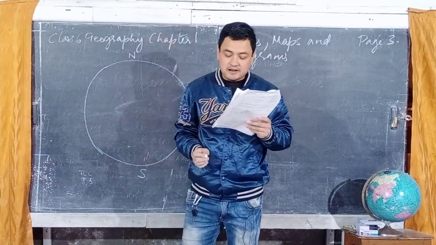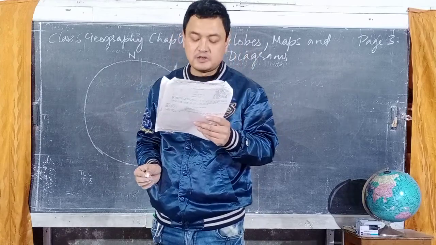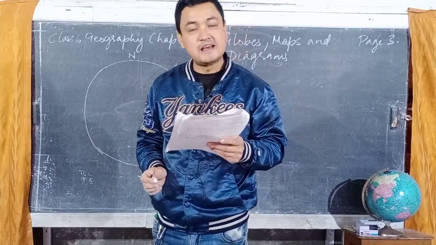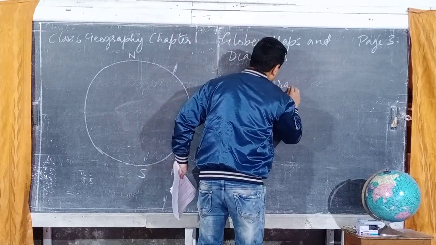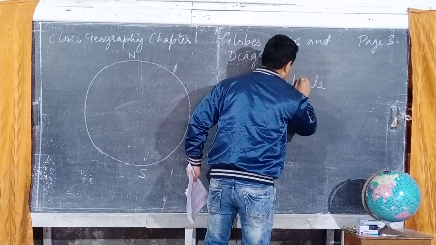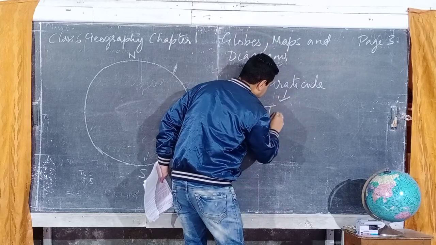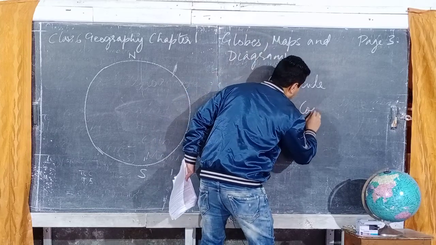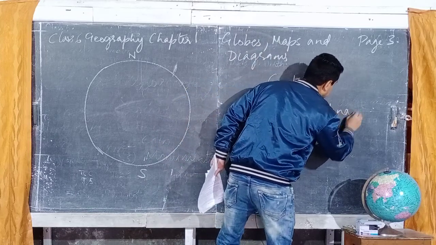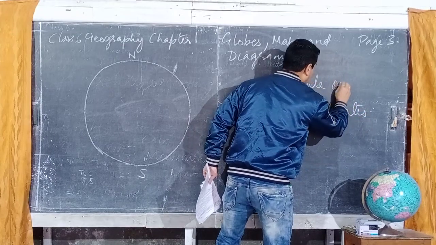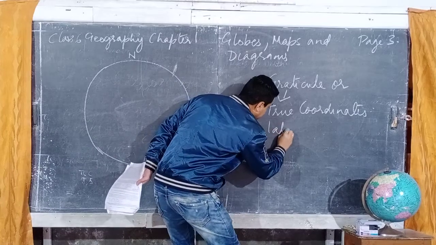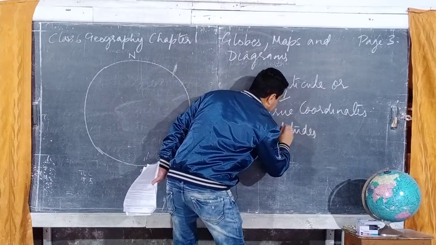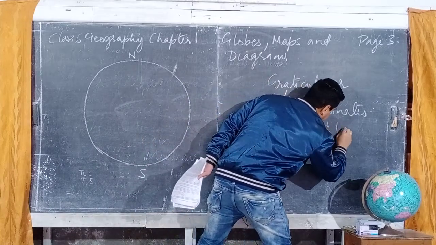Several vertical and horizontal lines are drawn on the globe, which form a grid system. These are known as graticule. Graticule is also known as true coordinates. So graticules or true coordinates are known as latitudes and longitudes.